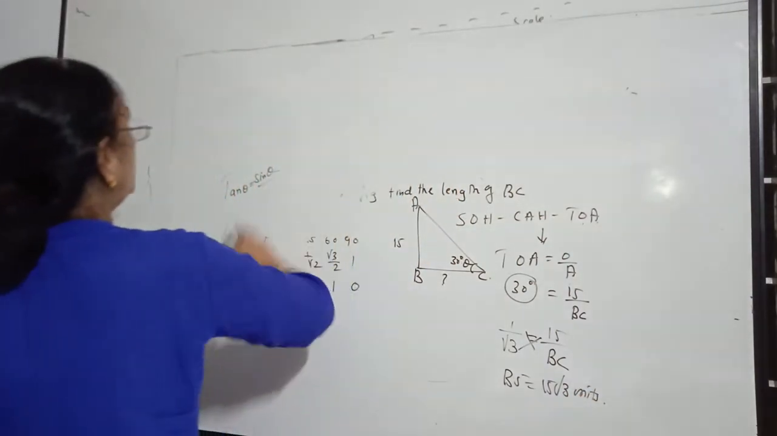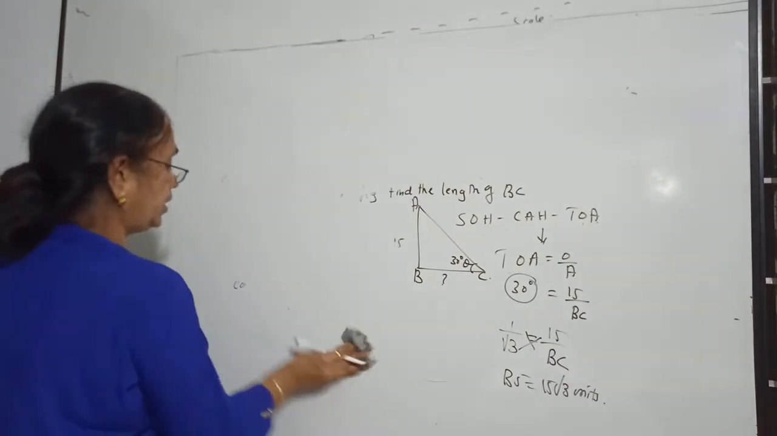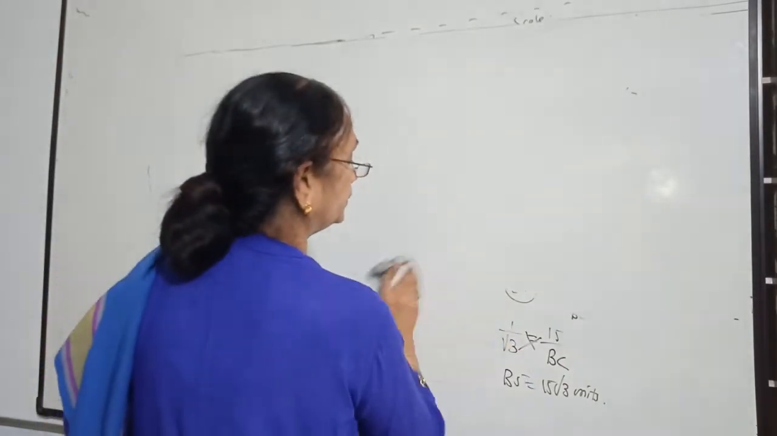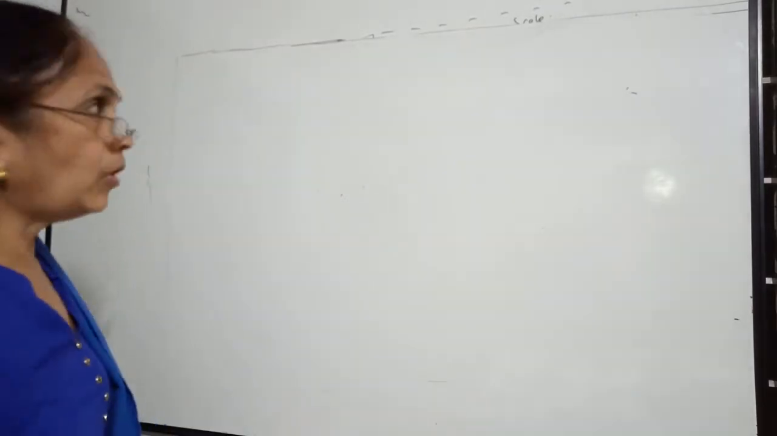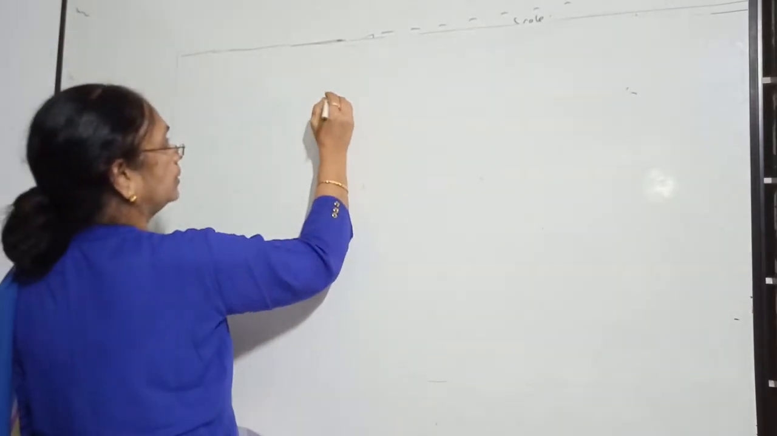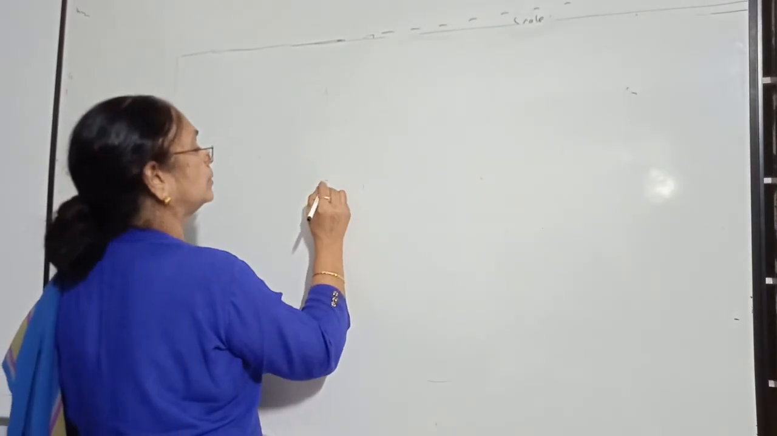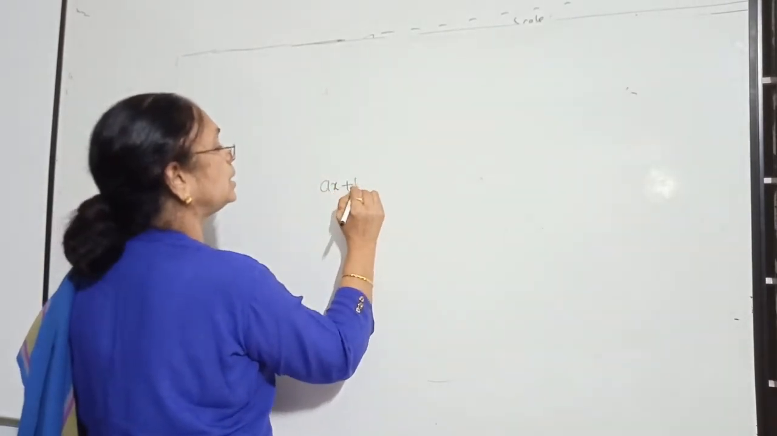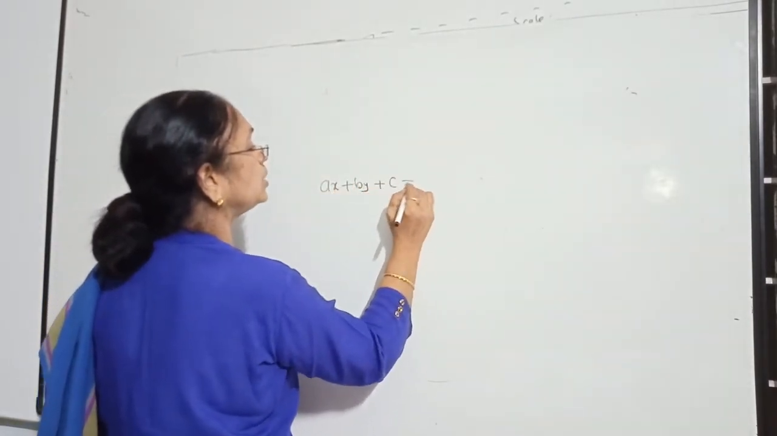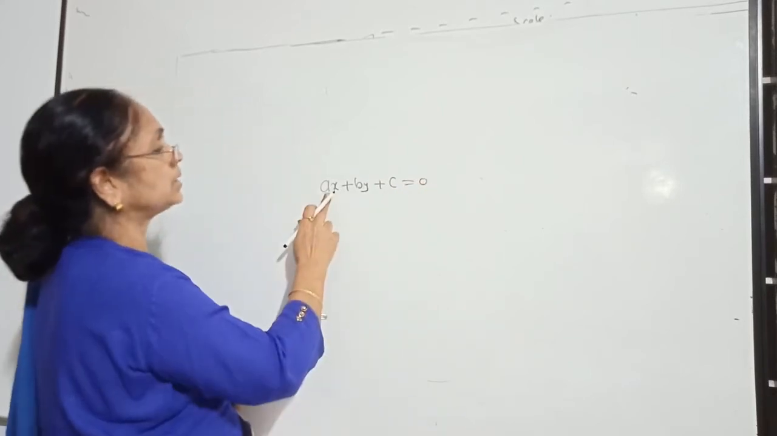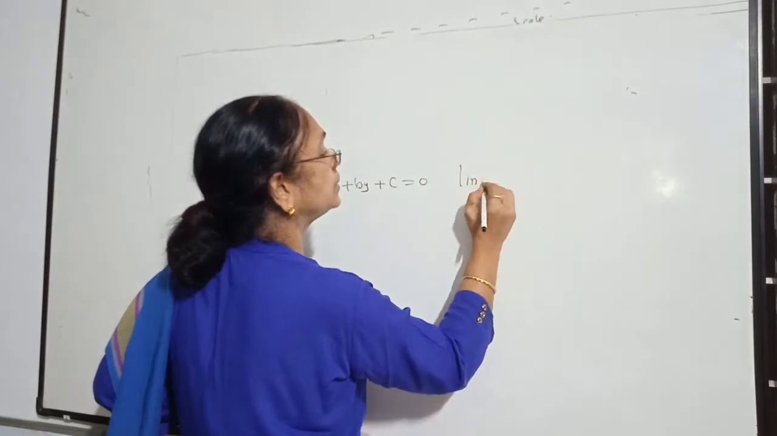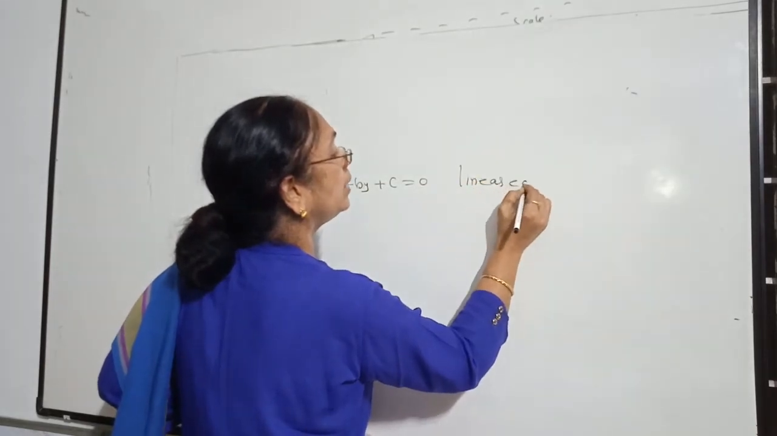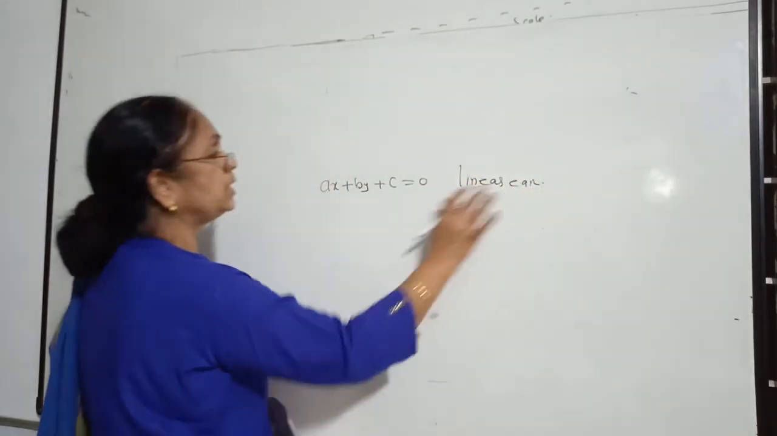Now let us come to polynomials. The general form of a linear equation is ax plus by plus c is equal to 0. The variables are x and y. Power of the variable is 1. Therefore it is called a linear equation. You will be getting so many sums on this.